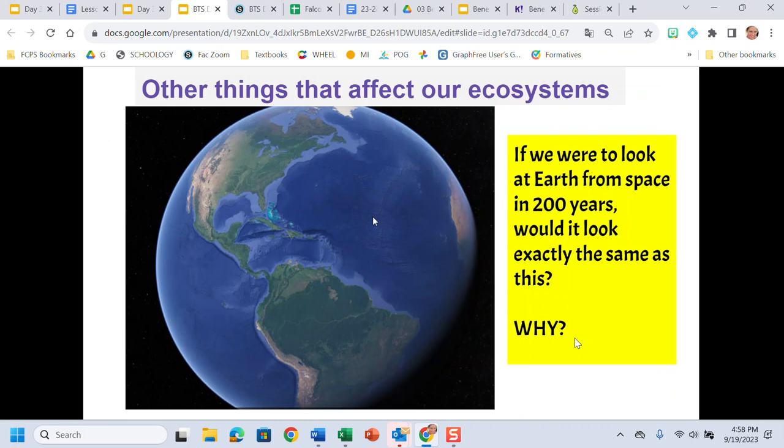So just thinking about our ecosystems and other things that affect our ecosystems, if we were to take a look at the Earth from space in 200 years, it probably is going to look a little different from how it looks right now. You already know that we've had some shifting of our continental plates and continental drift. Maybe 200 years wouldn't be enough to see a big change, but we will see some other things as well because climate will be continuing to change, and also the population of humans has a big effect on the look of our land surfaces and water surfaces.